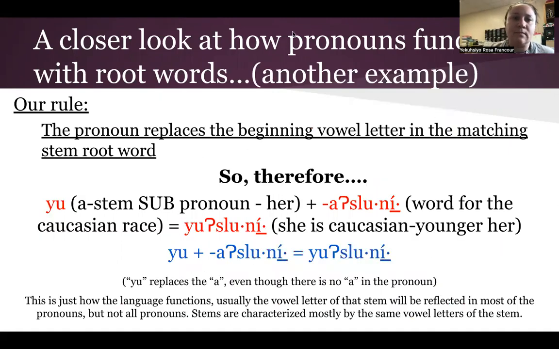To a closer look at how pronouns function with our root verbs. Okay, so I actually already did this one, but I'll just review it again. So the rule: a pronoun replaces the beginning vowel letter in the matching stem root word. So therefore, YU, which is you, it's the A stem subjective pronoun for her, plus zloon.